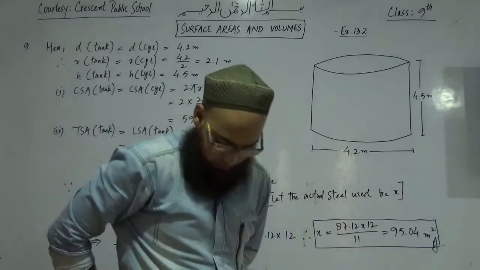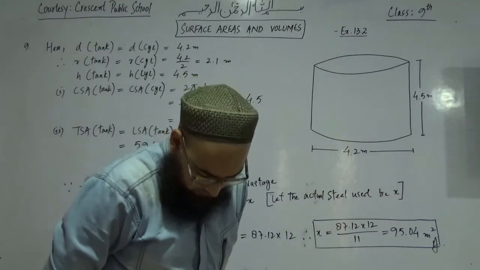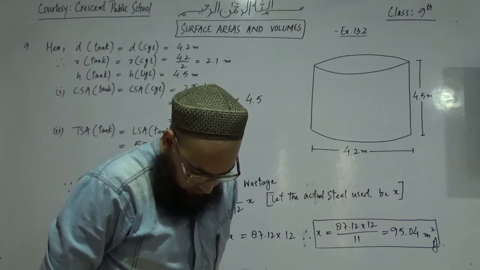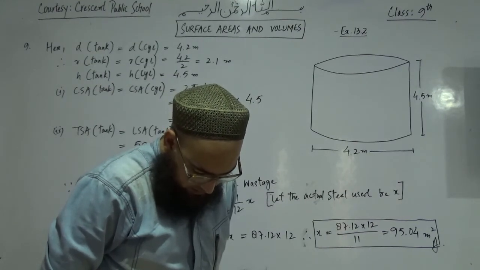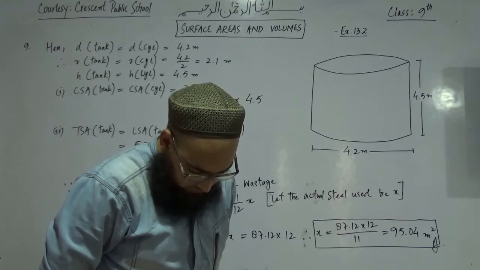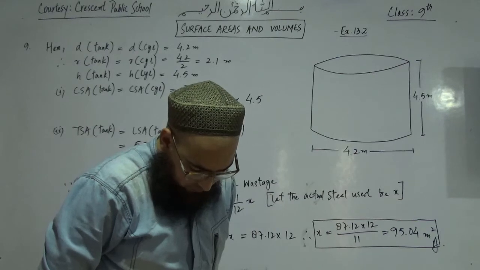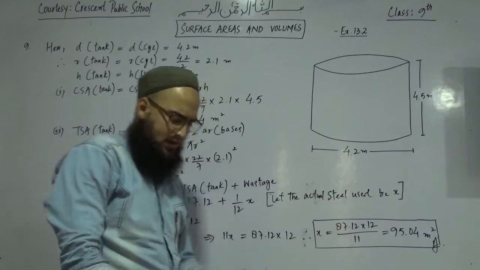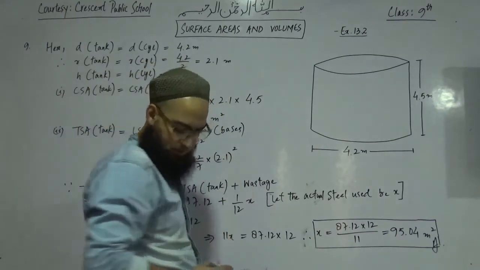In figure 13.12, you see the frame of the lampshade. It is to be covered with a decorative cloth. The frame has the base diameter 20 cm and the height 30 cm. A margin of 2.5 cm is to be given for folding it over the top and the bottom of the frame. Find how much cloth is required for covering the lampshade. It's again an easy question. I'll give you some idea about that.